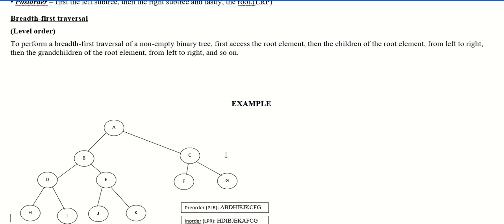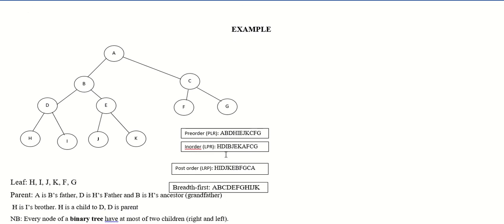So if we have this tree below here, it's good to note that this is the root, and the others are the children. We have B, C, D, E, F, G, and therefore we can also call H, I, J, K, F, G.